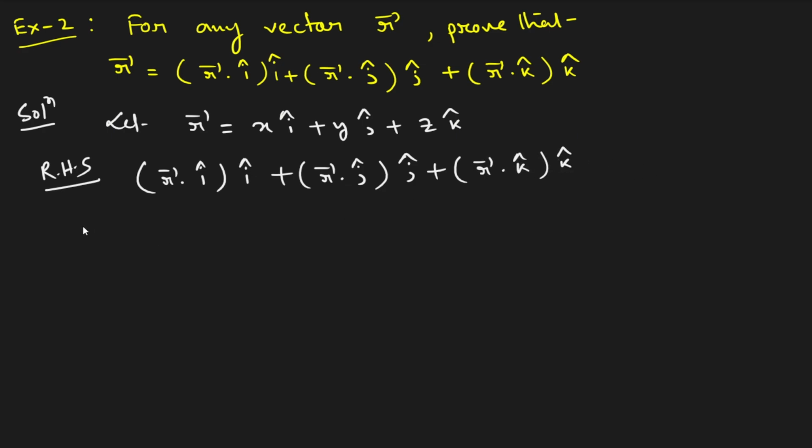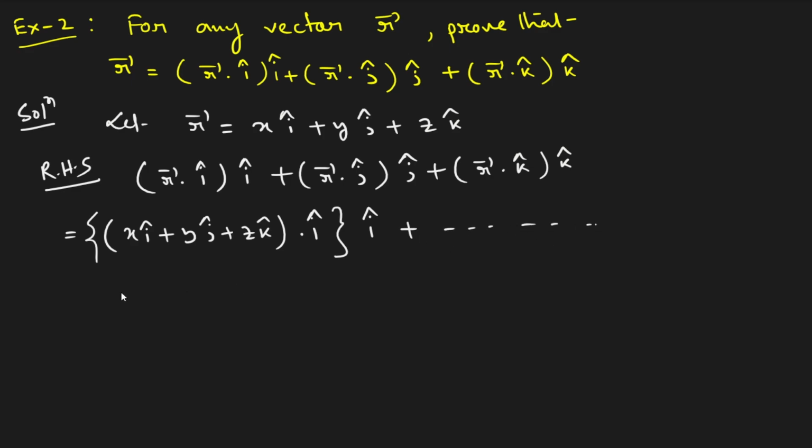So you see, r bar means x i cap plus y j cap plus z k cap. I am doing only one, x i cap, the other two are similar. So x i cap plus y j cap plus z k cap dot i cap, and then outside we have one i cap plus the remaining two terms. Now you see, this is x i cap, and outside is also i cap. So i cap dot i cap is 1. So we have only x.